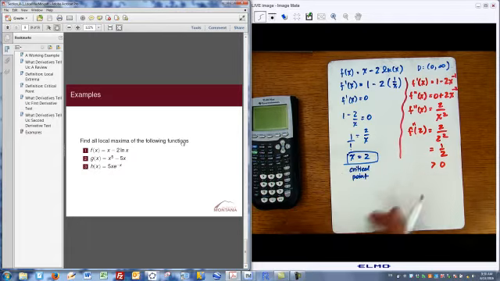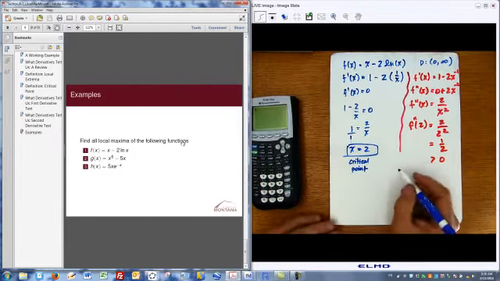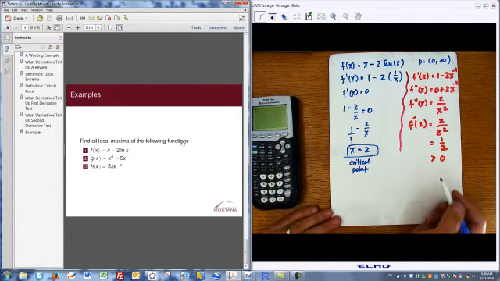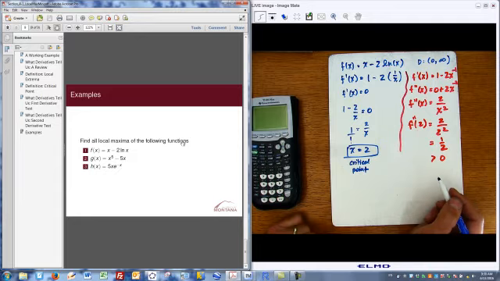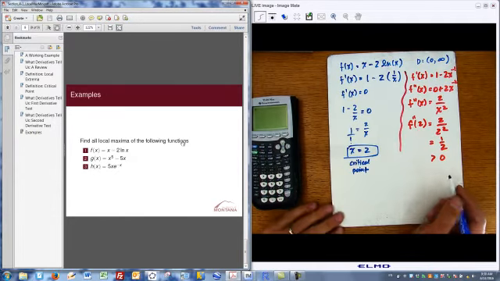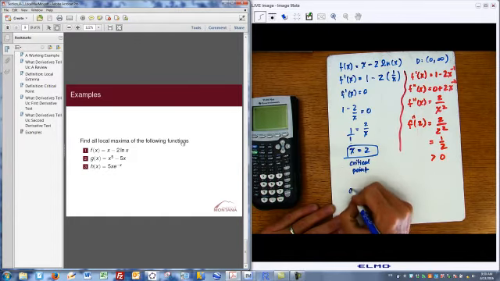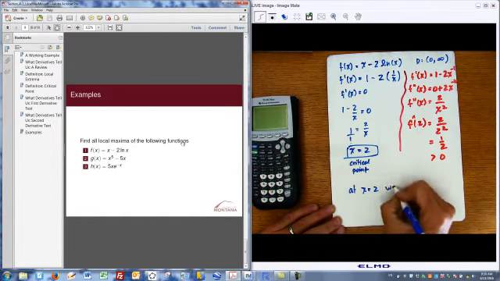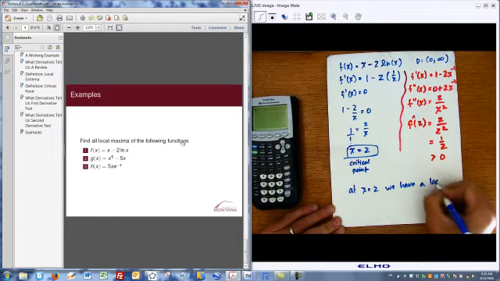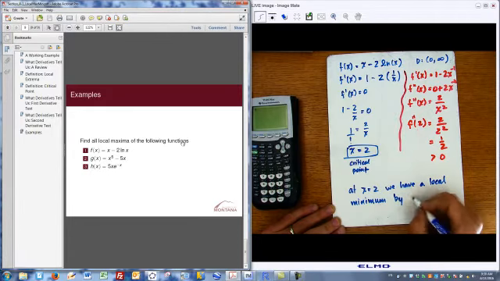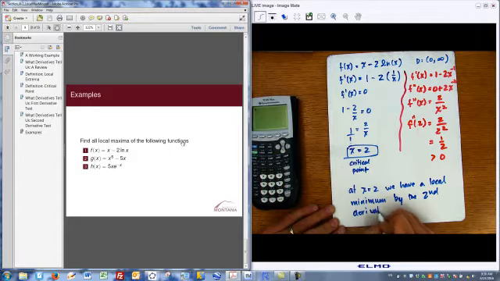So what I assume is that the only critical extrema that we have would be a local minimum at 2. And so at x equals 2, we have a local minimum. And my justification is by the second derivative test. I hope that makes sense.